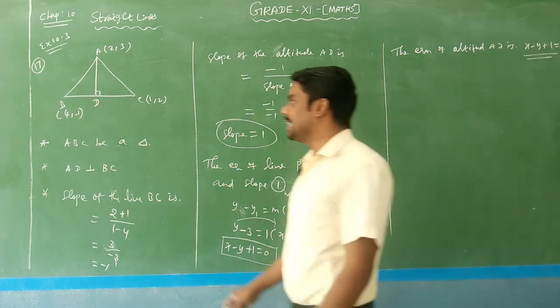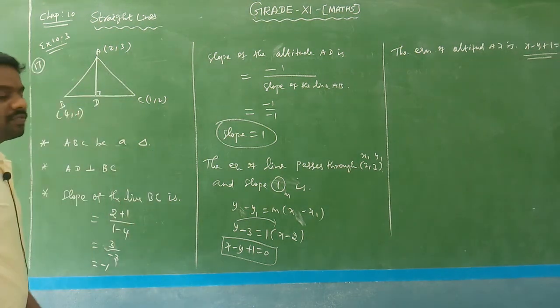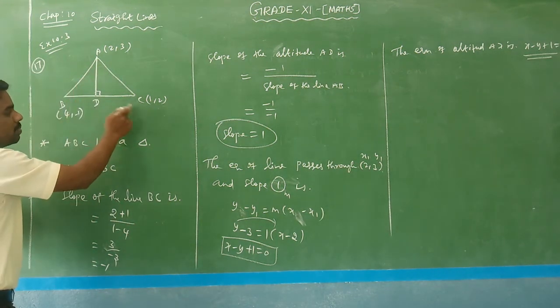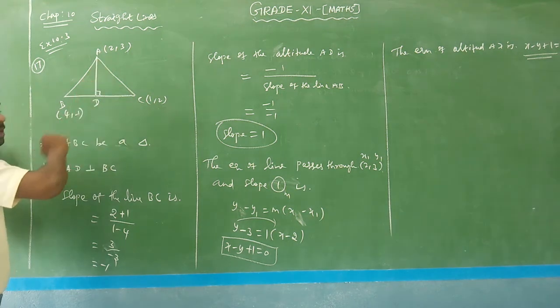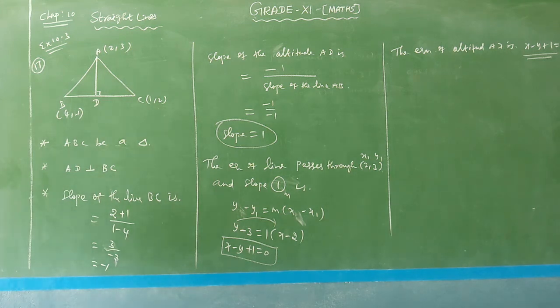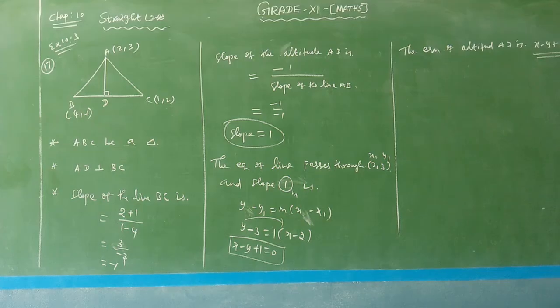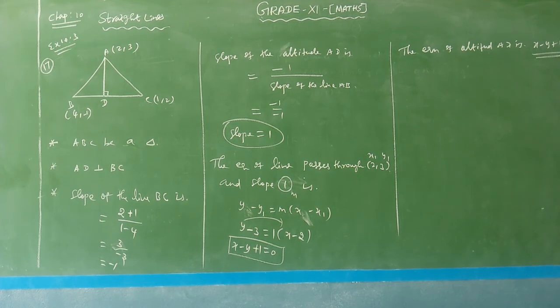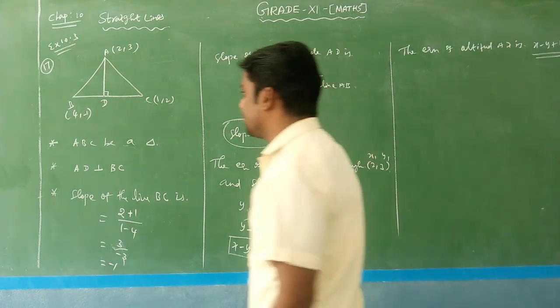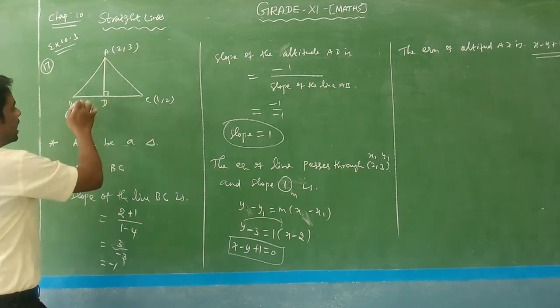And also find the length of this line AD. So the length of this line is perpendicular to BC. So it is the perpendicular distance between a point and a line. This line equation is x minus y plus 1 equal to 0. Okay, right. So we need the length of the perpendicular distance between the vertex (2, 3) and this line BC.